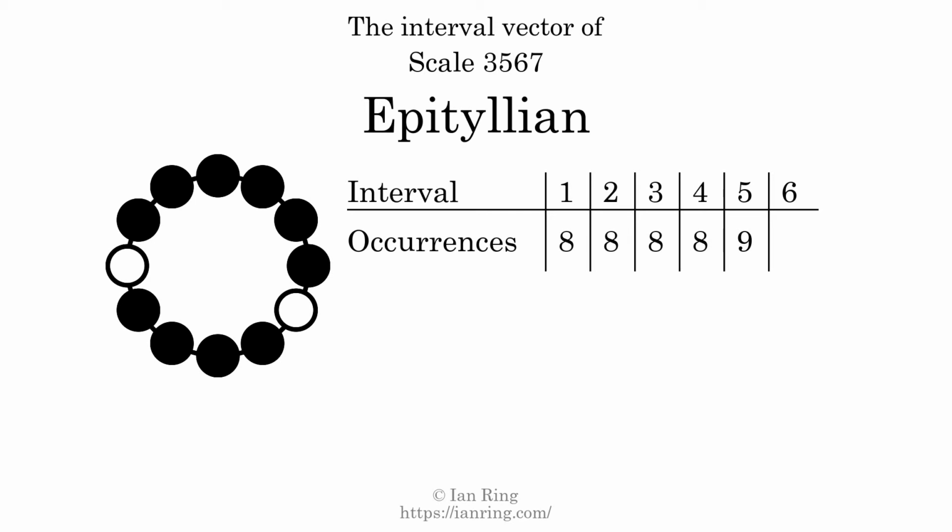There are 9 intervals with the size of 5 semitones. They are here, here, here, here, here, here, here, here, and here. There are 4 intervals with the size of 6 semitones. They are here, here, here, and here. Each interval does not appear in this scale a unique number of times, so this is not a deep scale.